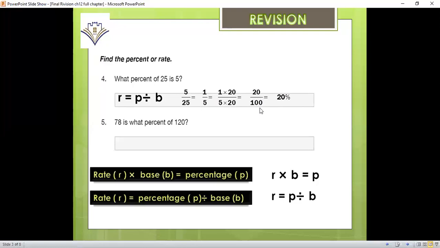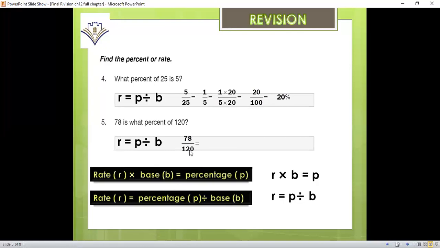20%. Okay. And number 5, 78 is what percent of 120? Now we need to calculate the rate. Yes, the rate is equal to percent divided by base. Then 75 divided by 120.